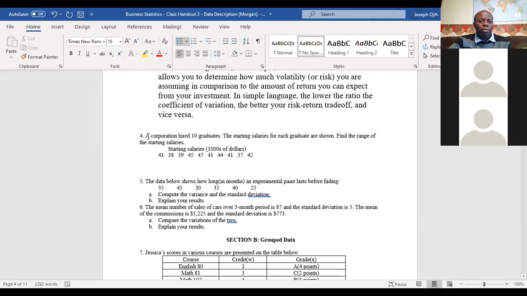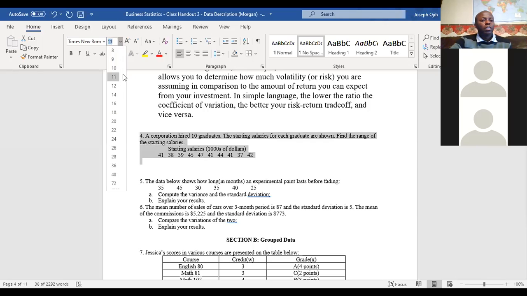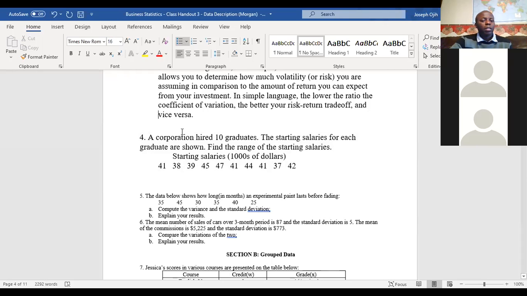Most students have come in. That's good. The first one we're looking at is the range. The range. So how do you estimate the range?